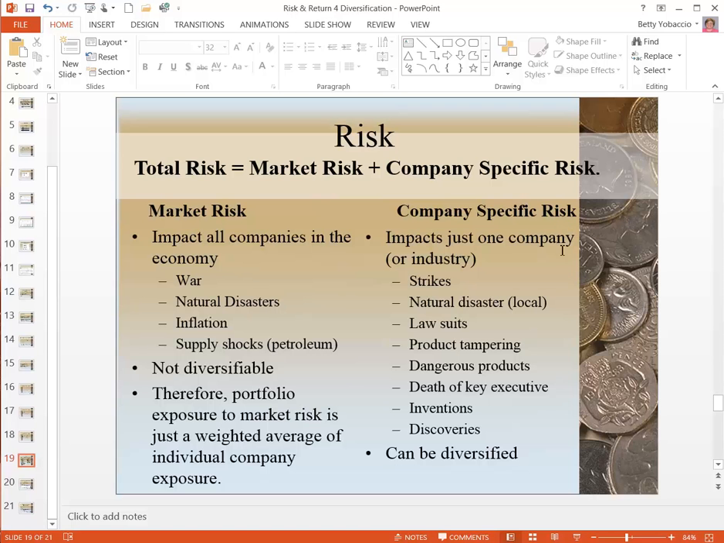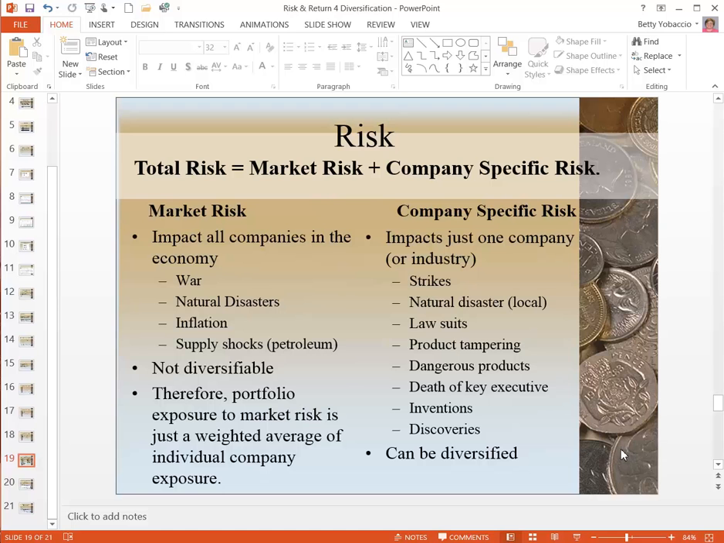Company-specific risk, on the other hand, just impacts one company. They're the kinds of events that might have an impact on a particular company or its industry, but by and large don't affect other companies in the economy. These can be the negative things like strikes, natural disasters, lawsuits, product tampering, dangerous products, or the death of a key executive, or positive events like inventions and discoveries. Company-specific risk can be diversified away.